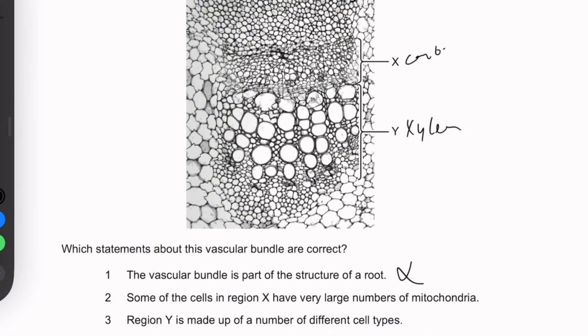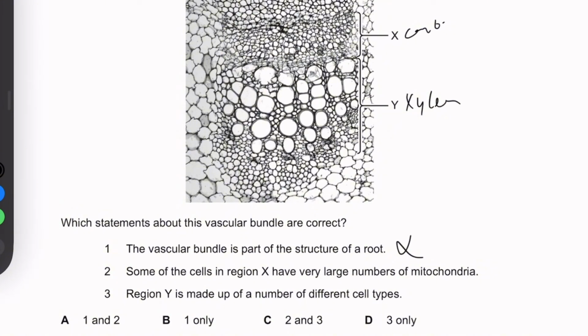Some of the cells in region X have very large numbers of mitochondria. Region X, I would guess, is between the cambium and the phloem, and some of these cells will be the companion cells of the phloem, because some of the cells will be part of the phloem. So I would say maybe yes, that's right, that's not wrong. Region Y is made up of a number of different cell types. Region Y, there are different cell types here. You could see there are smaller, less developed xylem forms, and then there's bigger xylem forms. So I would say yes, 2 and 3, which is C.